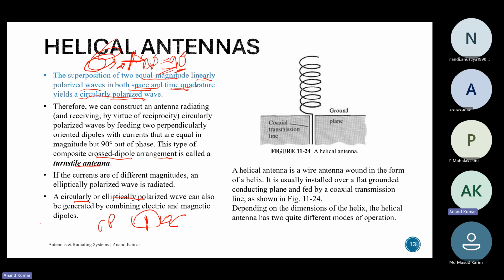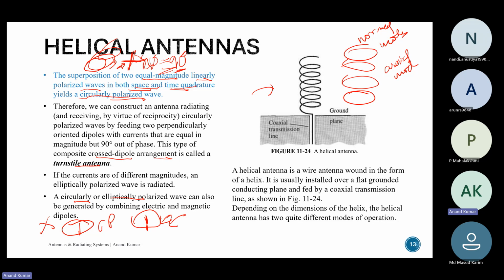We have cross dipoles, we have electric and magnetic dipoles, and now we have something called a helical antenna, which can give us circularly polarized waves. If you look closely, they do resemble, as we will see in the coming slides. We have something called the normal mode, and then there's the axial mode. In the normal mode, we can consider this as an array of magnetic dipoles and electric dipoles arranged like this, and hence this gives us circularly polarized waves.